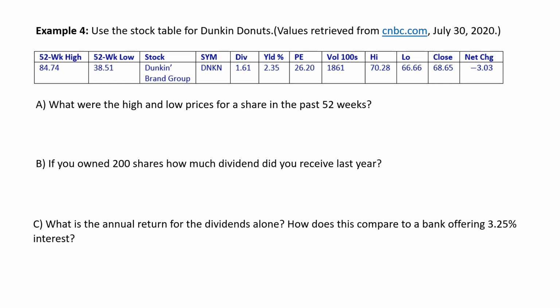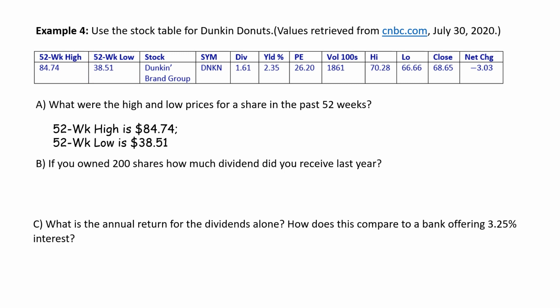In this example, we're going to learn how to read a stock table. So example, use the stock table for Dunkin' Donuts to answer the following questions. Part A, what were the high and low prices for a share in the past 52 weeks? From the chart, locate 52-week high, and that's 84.74. From the chart, locate 52-week low, and that's 38.51.